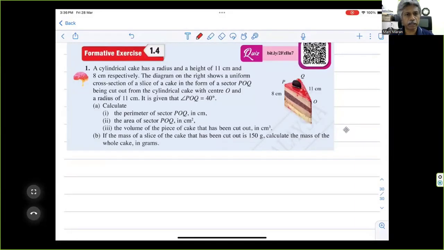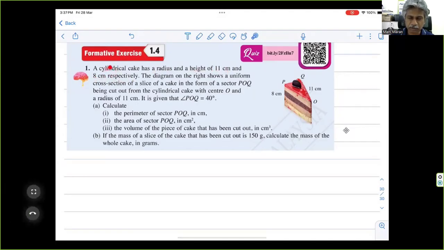Okay, let's take a look at formative exercise 1.4, question number 1. Let's go through the question first and understand what is being asked. A cylindrical cake has a radius and height of 11 cm respectively. You are told that the radius is 11 cm and the height is 8 cm because of the word "respectively". It means that the radius is 11 and the height will be 8 cm.